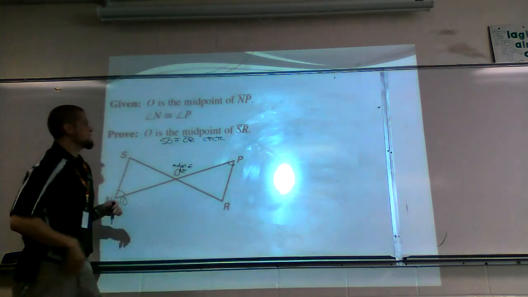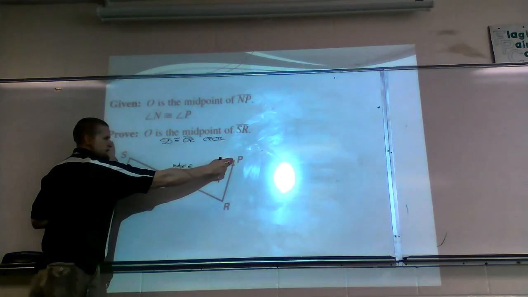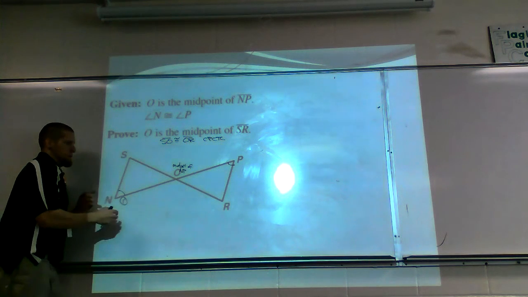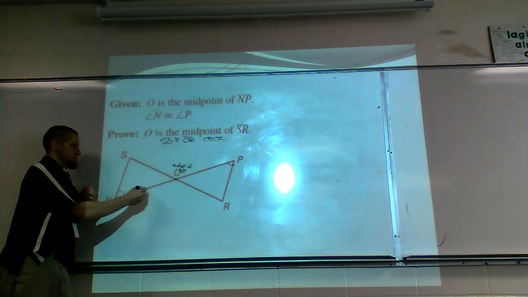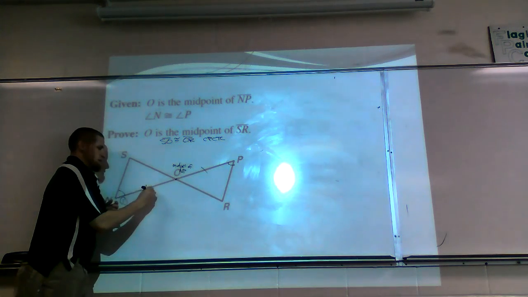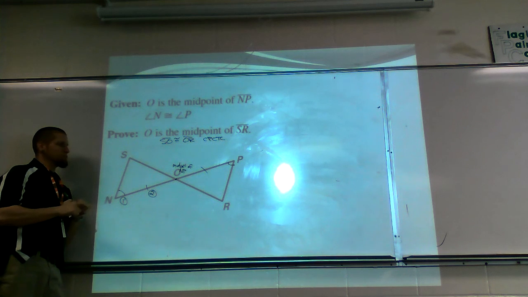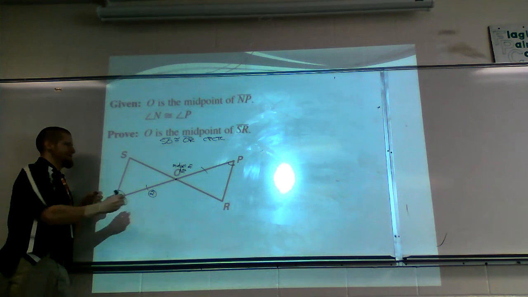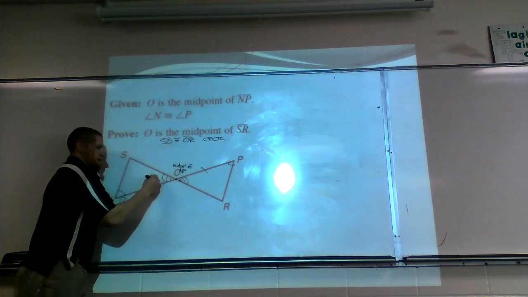In the beginning, since it says O is the midpoint of NP, which segments end up being congruent directly based on the fact that that's the midpoint? Like if that's in the middle of NP, which ones are congruent? I know NO and OP, so there's my second step. Are there any angles or sides I know directly are congruent based on what it looks like, just from the picture? Vertical angles. So that's my step 3.